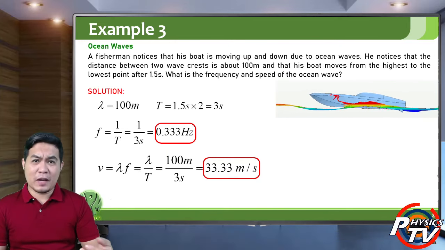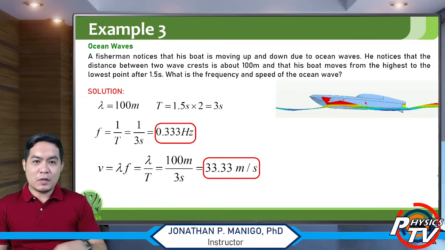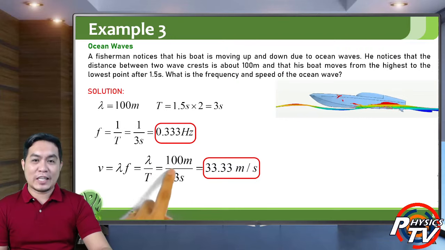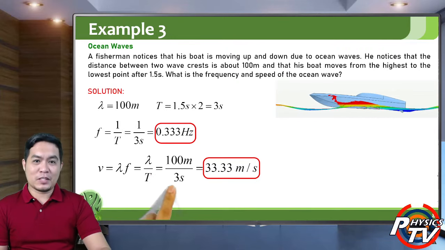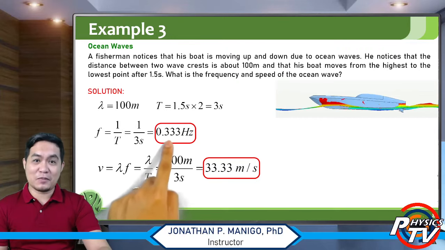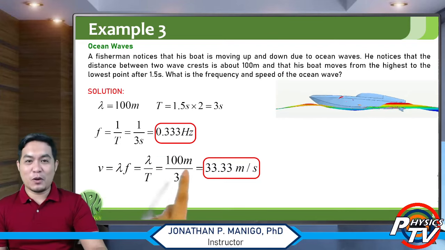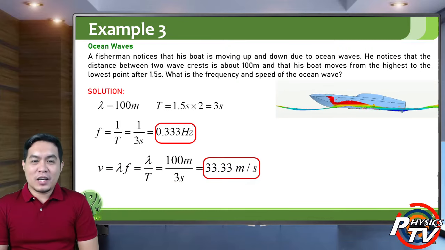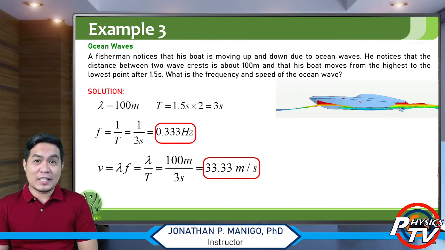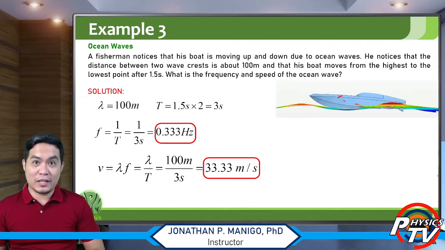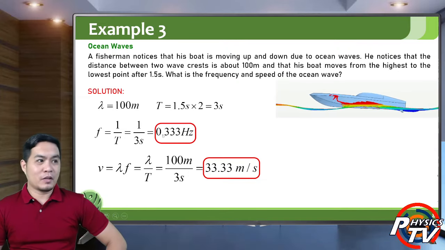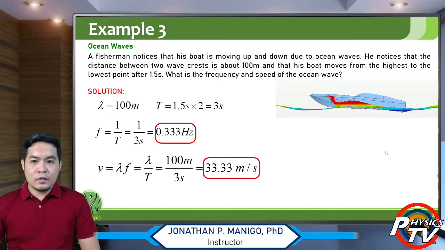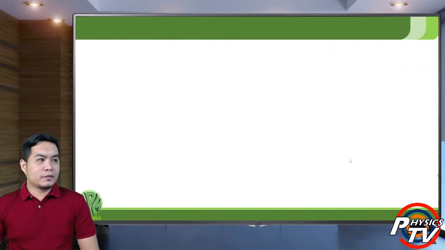You will notice that I didn't use the frequency here that I obtained. Actually, you will still get the same answer, but it's much safer to use lambda over T, the original given values, because if you made an error in your calculation of the frequency, then your velocity will also be affected. So as a general rule, always use formulas that utilize the given values and not the calculated values. Okay, that is it for this example.